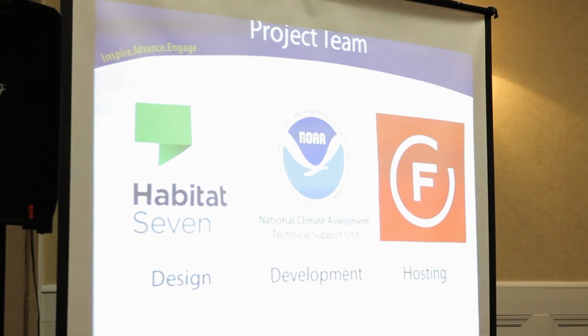The project team: the website design was done by Habitat 7. They're out of Ottawa, Canada. The development was done here in Asheville for the National Climate Assessment Technical Support Unit. And Forum One did the hosting of the site. Along with that, they did a redesign of globalchange.gov, which is USGCRP's main website, at the same time.